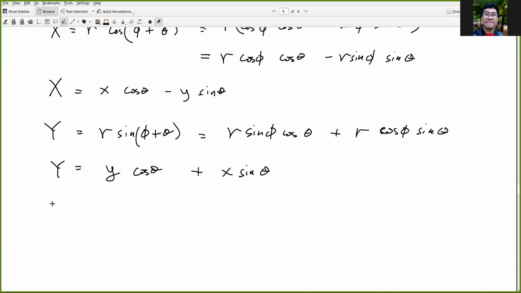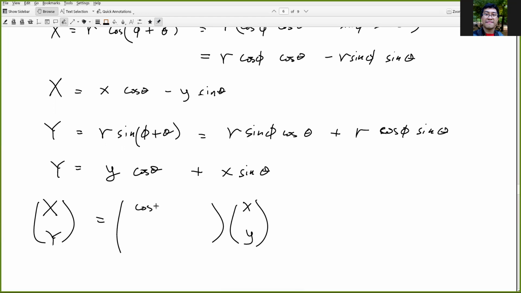In compact form, capital X, capital Y in a column vector. Suppose we want to multiply a matrix by small x and small y, so that it gives you capital X and capital Y. So the first row should be cosine theta, minus sine theta to give this. The second row here should be sine theta and cosine theta.